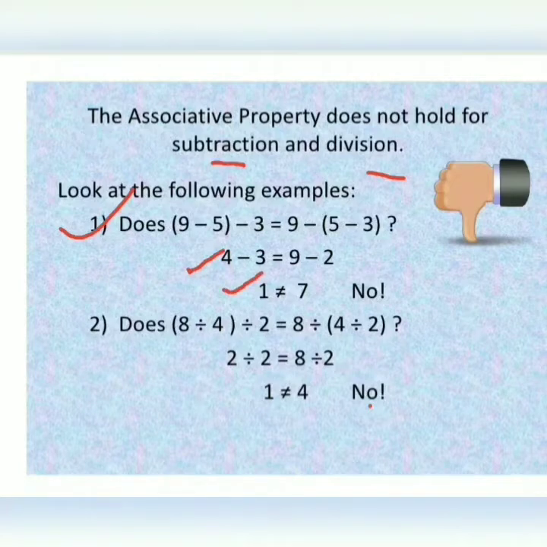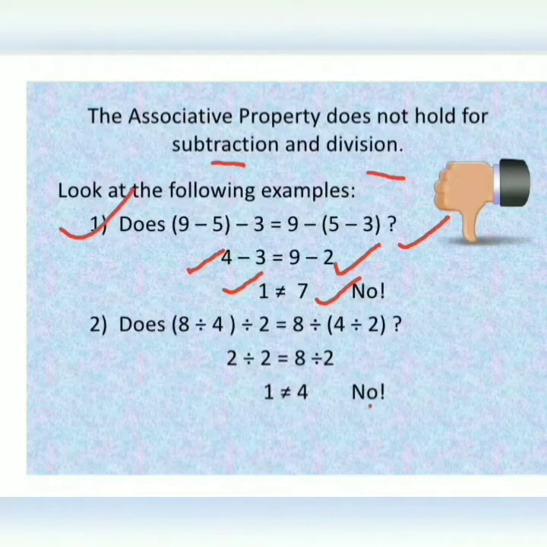Now let us move on to the RHS side. In the RHS side we have taken 5 minus 3 within the group, within the bracket. So 5 minus 3 is what? 2. Now 9 minus 2 is 7. So what we get to know? That 1 is not equal to 7. It means the associative property does not hold true for subtraction.